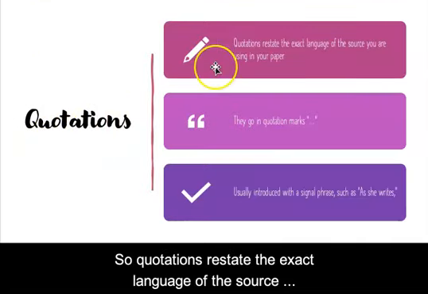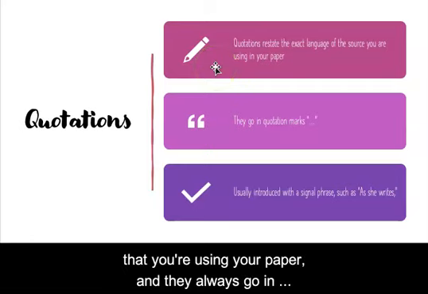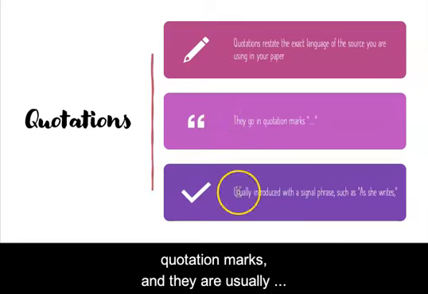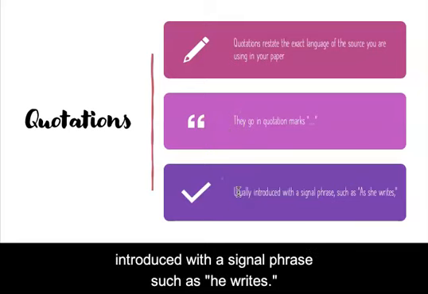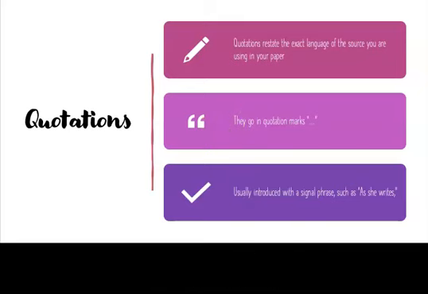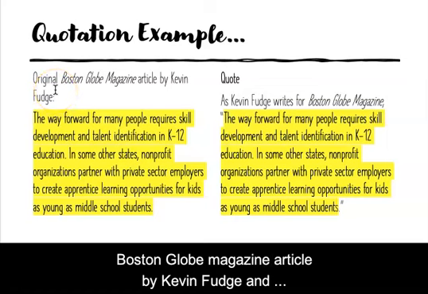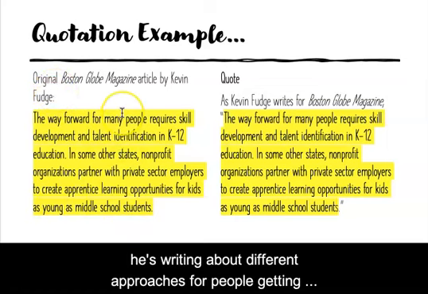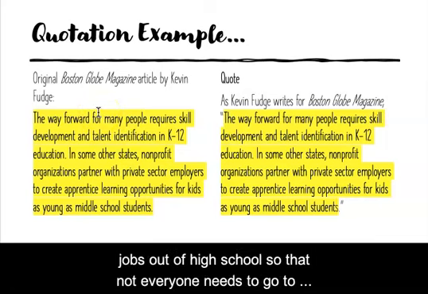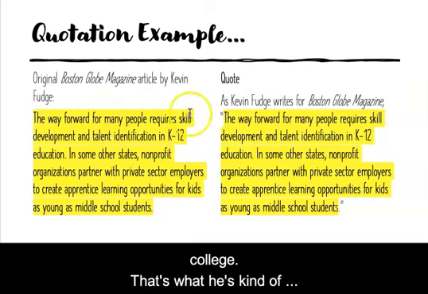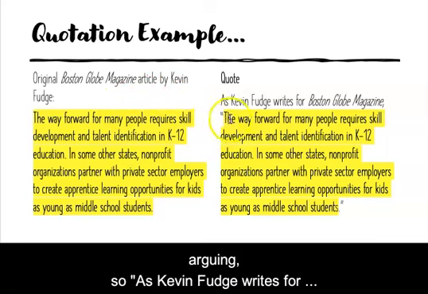Quotations restate the exact language of the source that you're using in your paper, and they always go in quotation marks. And they're usually introduced with a signal phrase, such as "he writes," followed by the exact language of the author. So here's an example. Here we have the original Boston Globe magazine article by Kevin Fudge, right? And he's writing about different approaches for people getting jobs out of high school so that not everyone needs to go to college. That's what he's kind of arguing.